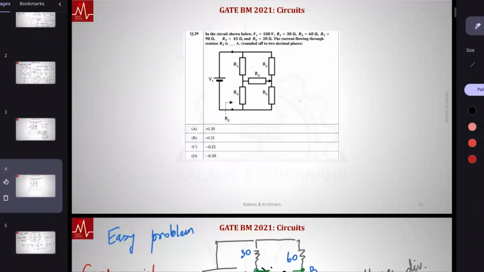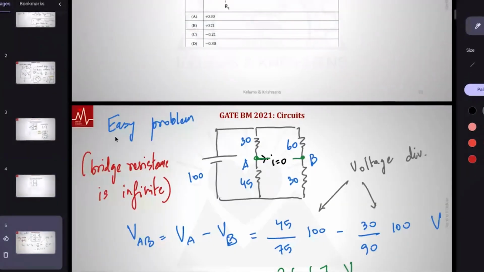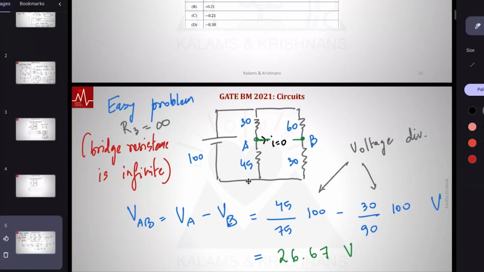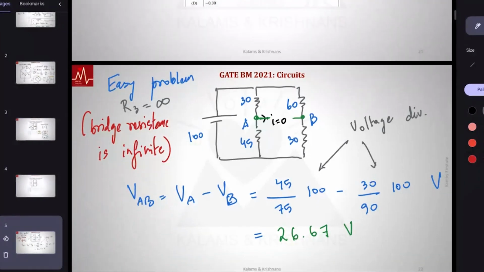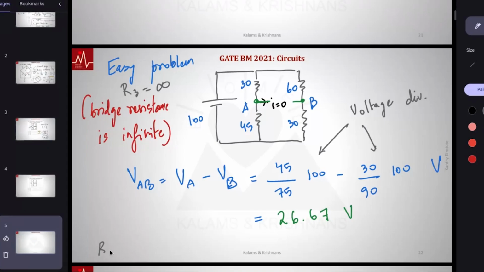If R3 is infinite, we are looking at this question. Notice, R3 equals infinite. So this is 26.67, and the current here, I bridge, is 0. Is it labeled here? Notice, IAB equals I bridge. You know both the currents. See, R3 is infinite, which implies IAB equals I bridge equals 0.